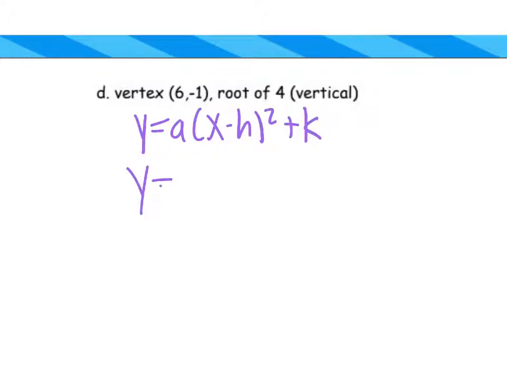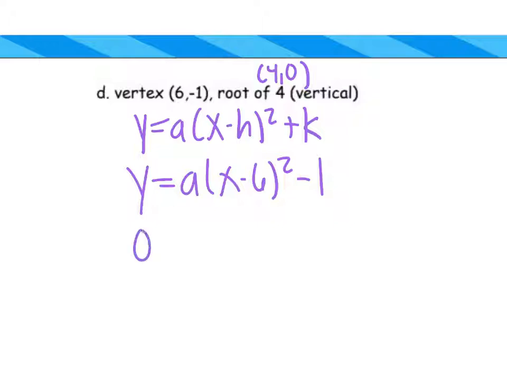Fill in what I know. And then the root is 4. So remember, root is another word for 0 or x-intercept. That means the coordinates at that point would be (4, 0).